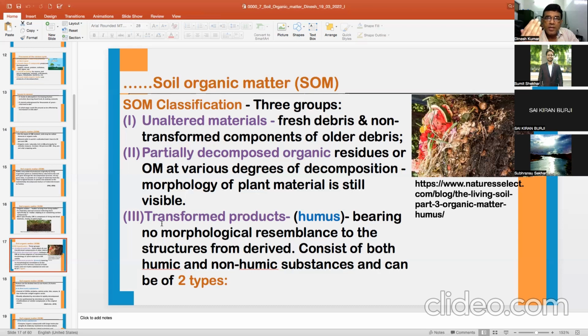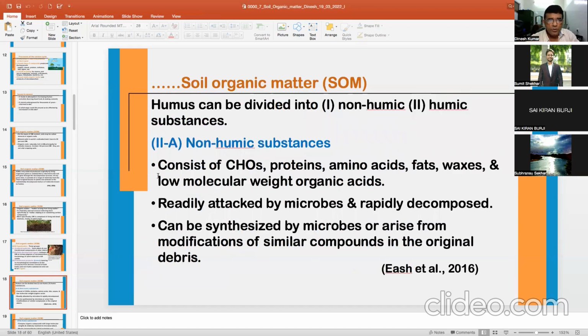Remember that humus has two components. One is humic substances, the other is non-humic substances. Humus also contains some non-humic substances, and some are humic substances. You will see what are humic substances and what are non-humic substances. Non-humic substances consist of carbohydrates and proteins. They are the result of decomposition, and they are part of organic matter. Carbohydrates, proteins, amino acids. I told you amino acids are produced. Your carbohydrates are also produced when you get decomposition of organic matter. Fats are there, waxes are there, and low molecular weight organic acids are also there.